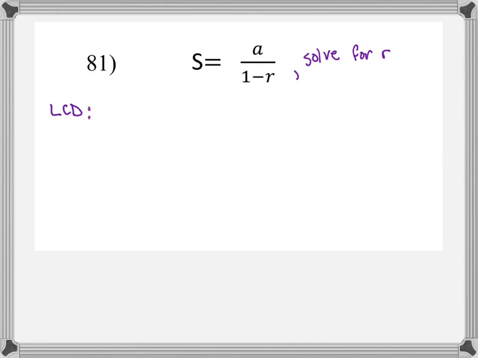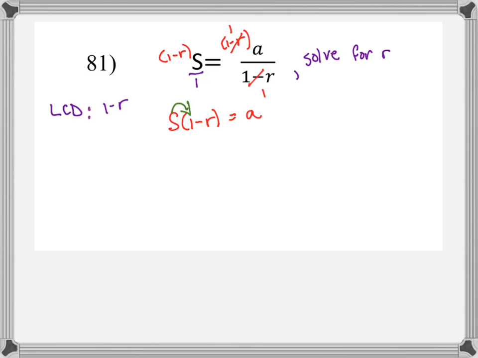Okay, so we can still start by finding the LCD. So the left-hand side is over 1, the right-hand side is over 1 minus r. Our LCD is 1 minus r. We're going to multiply both sides by that LCD, the left-hand side and the right-hand side. When I multiply the left-hand side by 1 minus r, I get s times 1 minus r. When I multiply the right-hand side by 1 minus r, the 1 minus r's cancel out, and I'm left with a. So remember, technically when terms cancel out, we're left with 1's. So I just have a over 1, which is a.